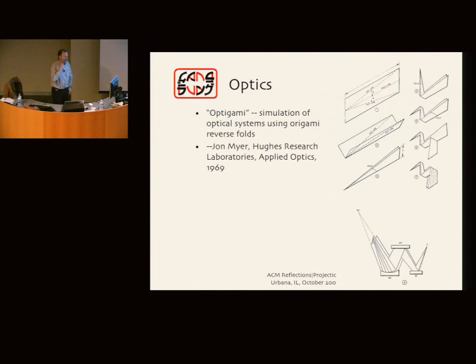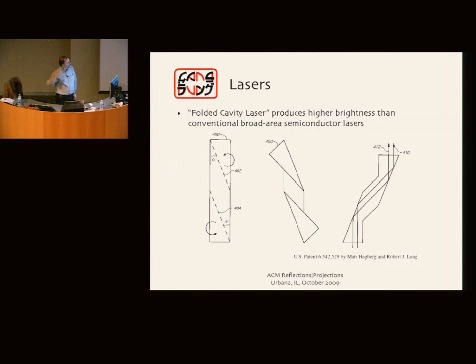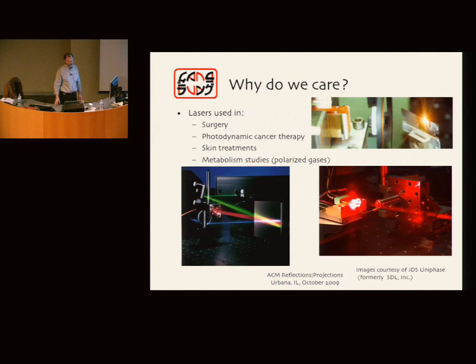A Hughes Research Labs researcher named John Myers showed that origami simulated the bouncing of light pretty effectively. And that was sort of a toy example. But then about 10 years ago, one of the engineers who worked for me at my laser company, Mats Hagberg, realized that if we took a rectangular laser cavity and put 2 folds into it, then the light would bounce around between the folds and would actually get cleaned up as it bounced between the folds, giving a higher power, brighter beam. And these things then turn out to be used in surgery and photodynamic therapy and metabolism studies.